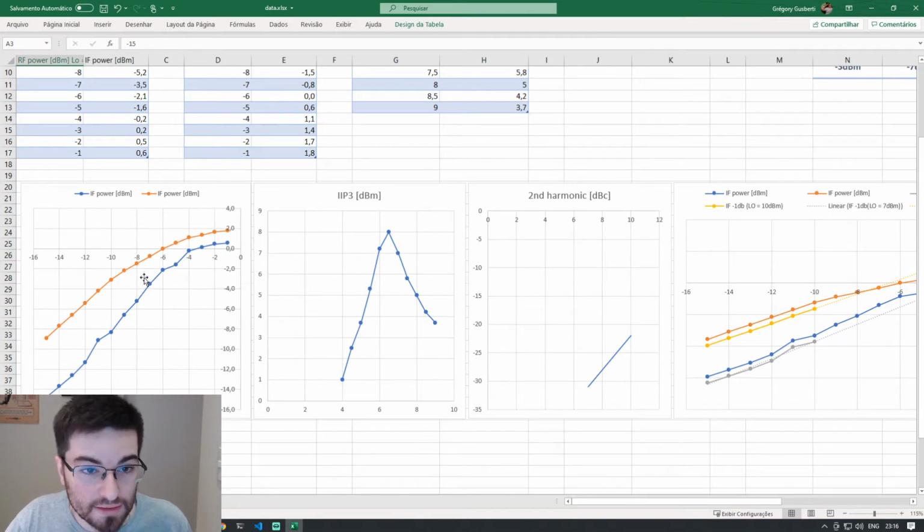This is very interesting, guys. So you can see here we have a linear working principle, and as we increase the RF power, the signal starts to compress, the gain starts to drop.